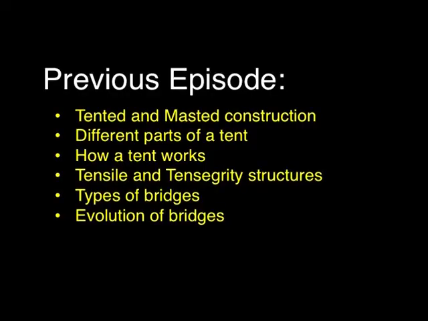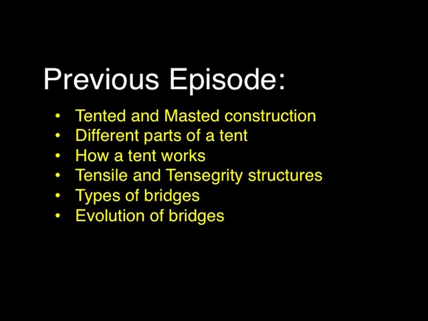In unit 1, we saw the importance of structures throughout history. We saw the evolution of architecture and structure, which went hand in hand. We saw rock-cut architecture, monolithic architecture, trabeated structures. We even saw arches, vaults, domes, buttresses, flying buttresses. We saw tented and masted construction, different parts of a tent, how a tent works, how a tent feels, tensile structures and tensegrity structures.